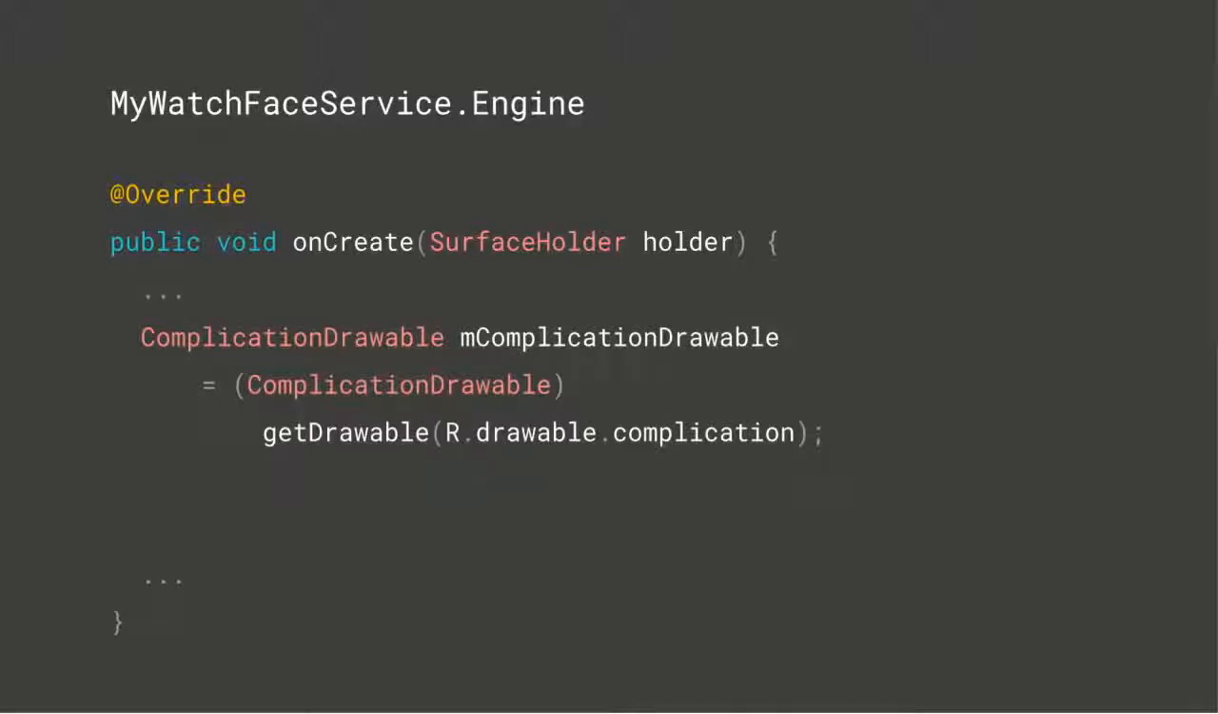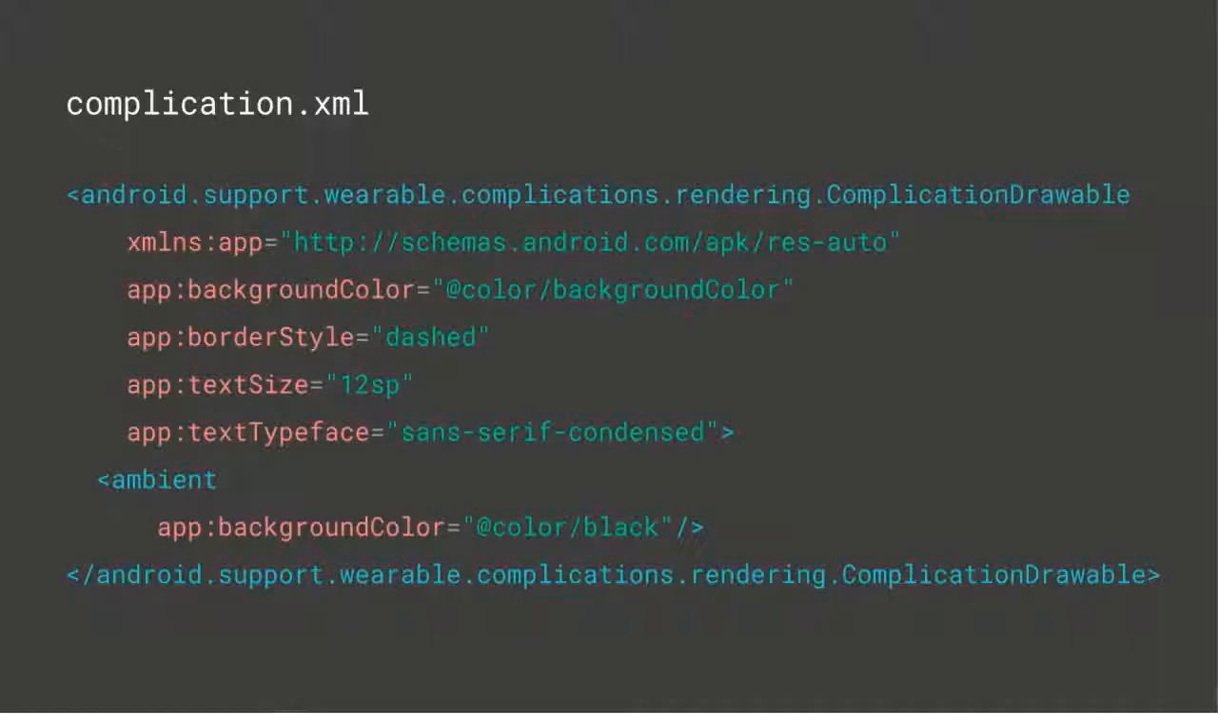Now, we do need the context to render, so you'll need to pass that into us as well, into the drawable. And if you do that, then your XML might look something like this. So attributes at the top level apply to both ambient and active modes, unless they're overridden in ambient mode by the attributes in the ambient section.